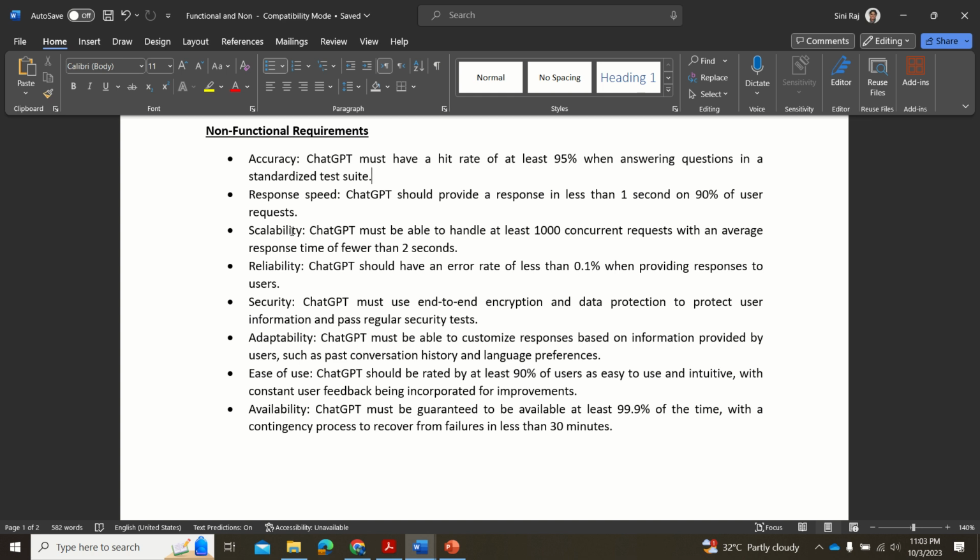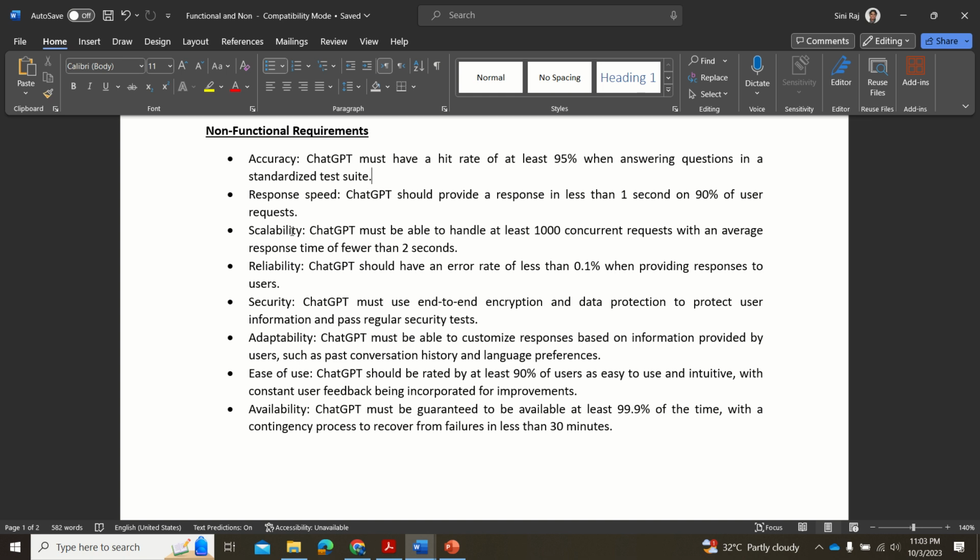And reliability has an error rate of this many percent when providing responses to the users. Security: if I'm asking something, the data has to be protected, and the user information cannot be revealed by ChatGPT, right? Then adaptability: customized responses based on the information provided by the users. So you can use the past conversation history and language preferences to answer these questions, right? So it has to adapt. There should be some adaptive learning happening.